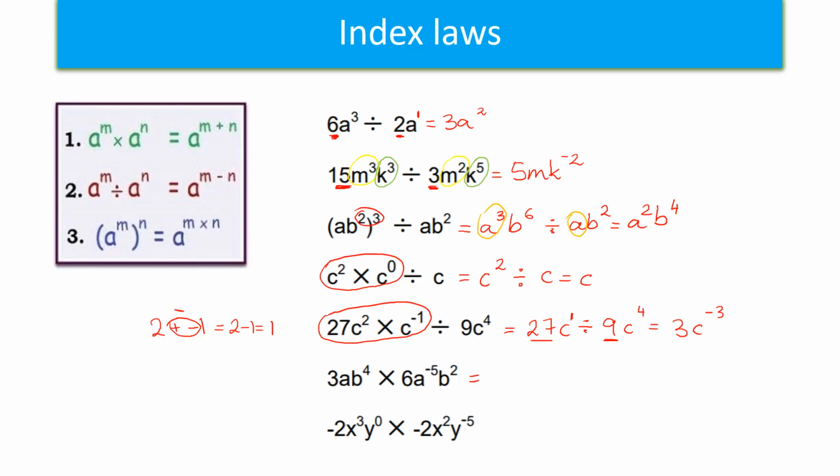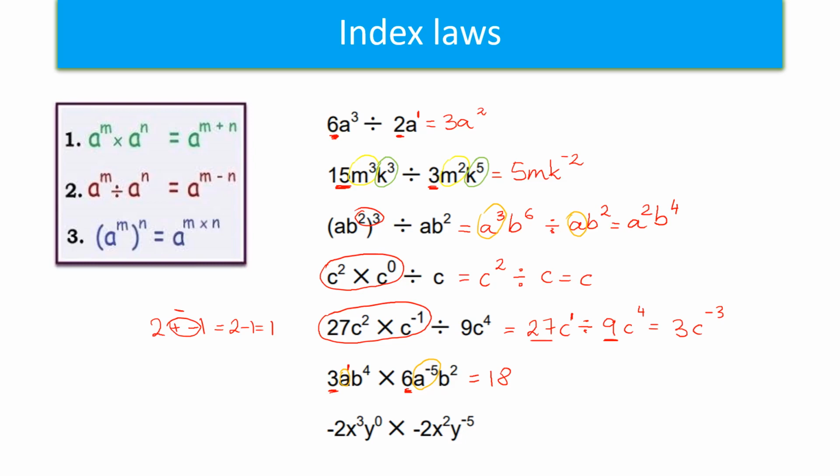In the next question we have numbers and two different letters. So let's do it in steps. I'm going to multiply the numbers first, so that's 18. 3 times 6 is 18. Then I'm going to look at a, so I've got a times a to the power of negative 5. Remember that when you multiply, we add the powers. When it's a single a, that is to the power of 1.